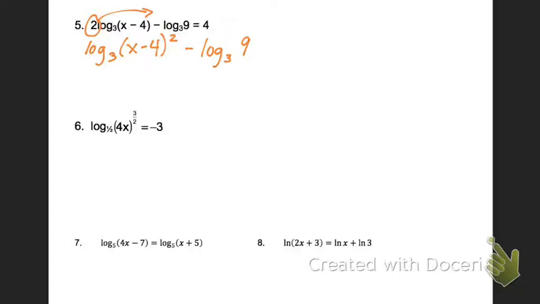The reason why you can't divide by it on both sides is because not both of the logs have a 2 in front of it. If you go back to number 2, it had a 3 in front of it, but there was only one log. On number 5, there are 2 logs and only one of them has a 2. If they both had a 2, then you could.